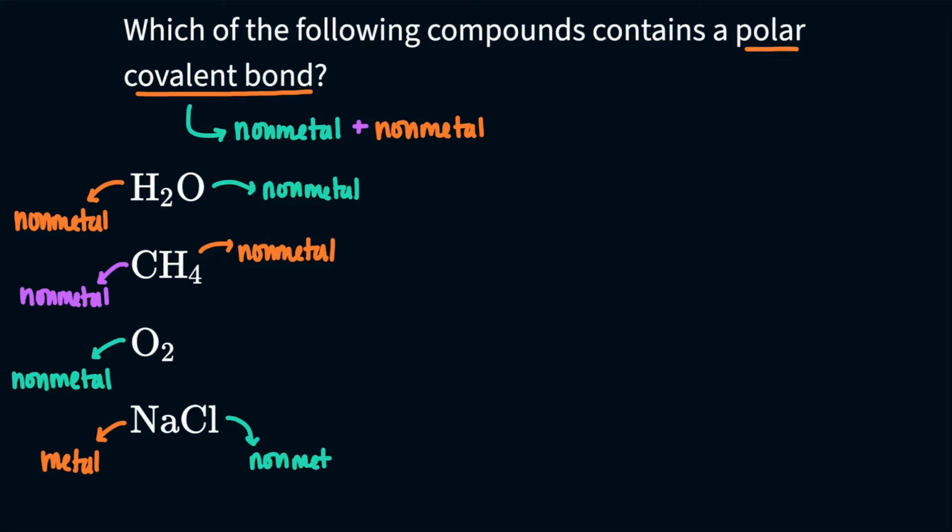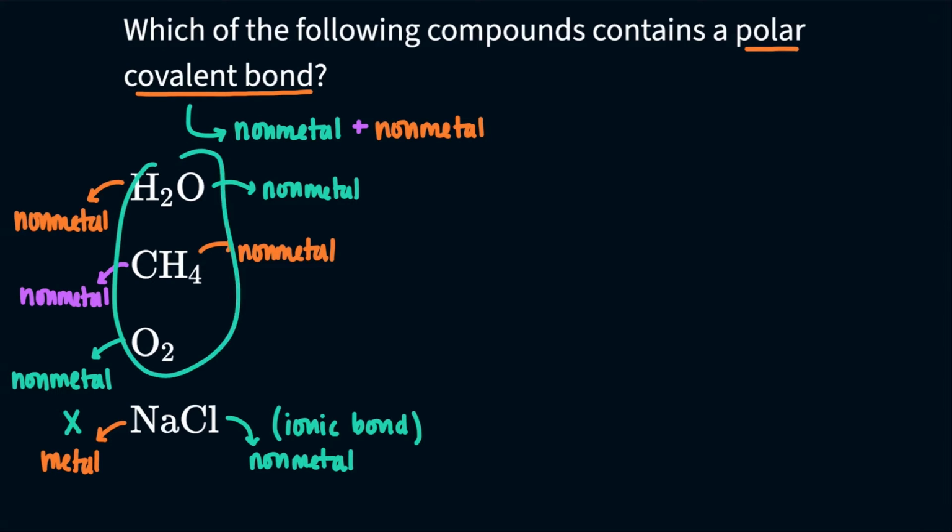So, boo-hoo. We already found out one that's not going to be it. This is totally not correct. This would be an ionic bond. Ionic bonds are generally between metals and nonmetals. So now we're down to 3. Now we just have to find out, of all of these covalent ones, which one is polar.